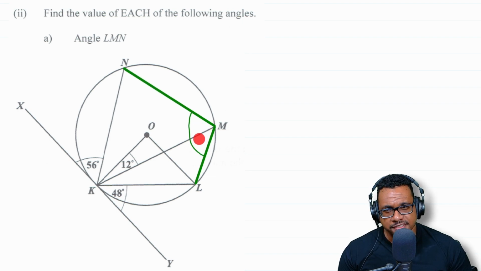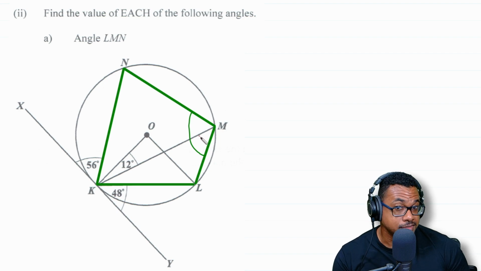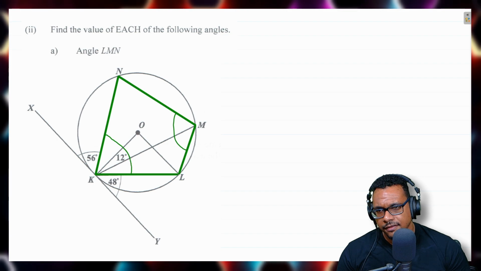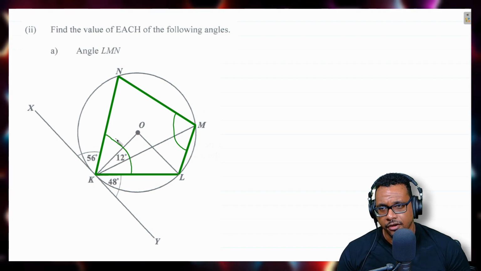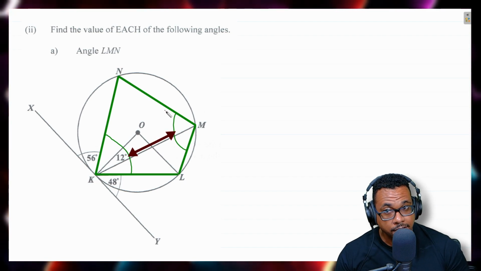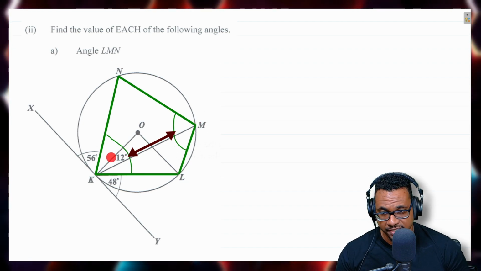Now, what I'm noticing about this angle is that I'm seeing a cyclic quadrilateral. So I'm going to highlight here and highlight here. Now, the thing about a cyclic quadrilateral is that the opposite angles are supplementary, and supplementary means add up to 180. So if I highlight this entire angle here, just forget about the 12, this whole angle NKL, plus this angle here, angle NML or LMN, must add up to 180 degrees.